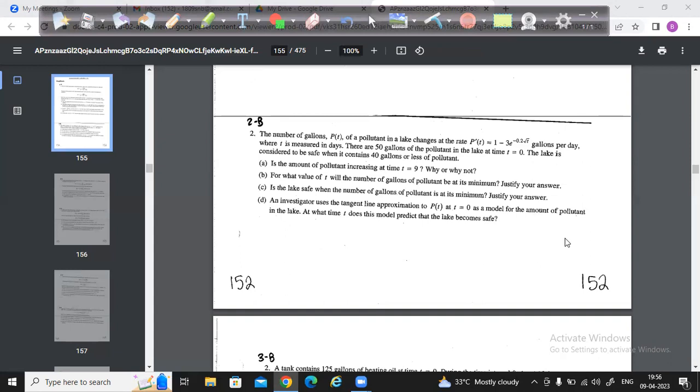Perfect. For what value of t will the number of gallons of pollutant be at its minimum? So first find minimum or maximum. It is a critical point, right? First find P prime of t, so you get the critical point. Tell me the critical point value that you get.